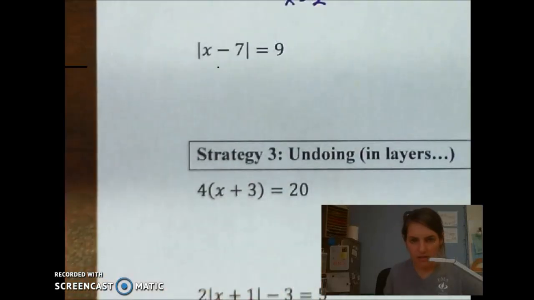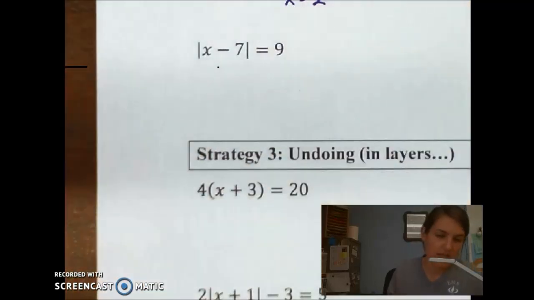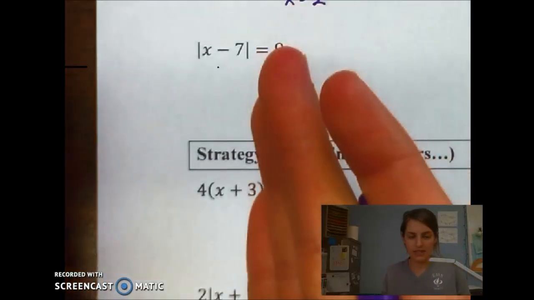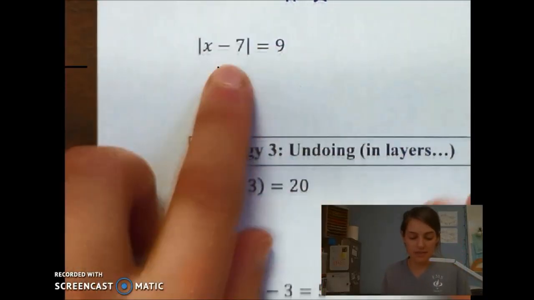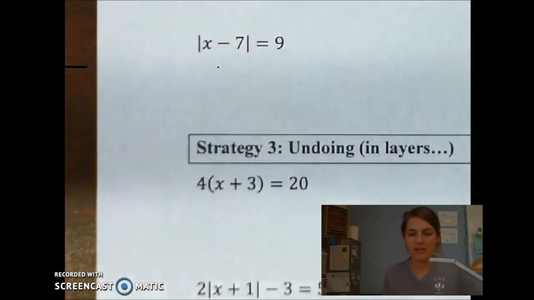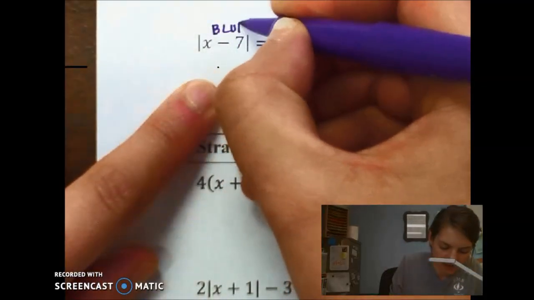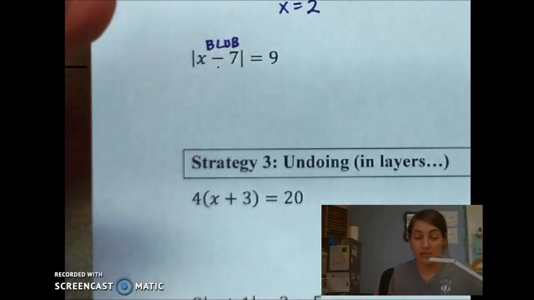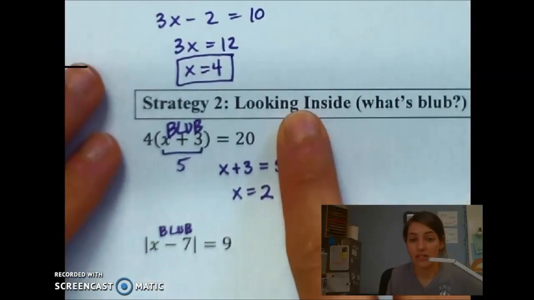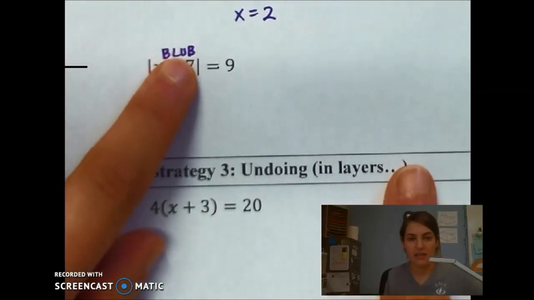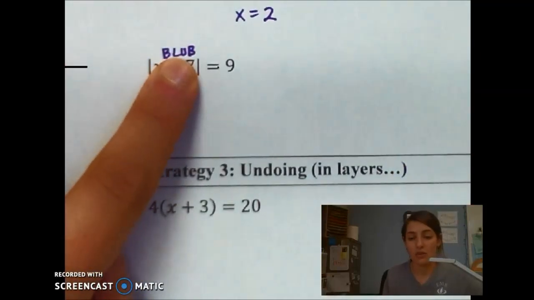These bars are called absolute value bars. And what they do is they always make the answer to what's inside of them positive, because absolute value means how far away is it from 0. So it's a distance. So essentially this is going to be our blub, what's inside there. Because remember, the strategy is called looking inside. So we're looking inside and thinking, okay, the absolute value of blub is 9, so what's blub?